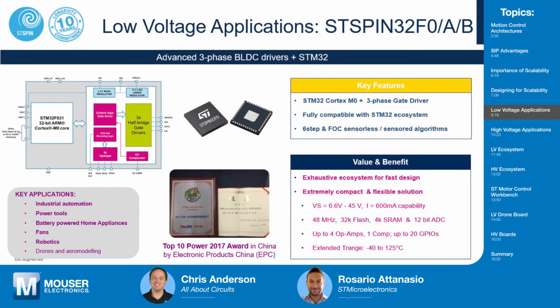Then, in terms of the key applications, we were very successful with this device in industrial automation with battery-powered power tools, small battery-powered home appliances, fans, drones, and robotic applications in general. The main benefits of the low voltage family are, beside the integration which we have already covered, the full compatibility with the STM32 ecosystem, the support with the firmware library of the 6-step modulation and the FOC, both sensored and sensorless, and the availability of a very extensive ecosystem for faster design.